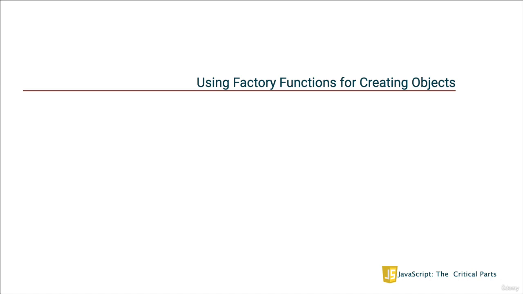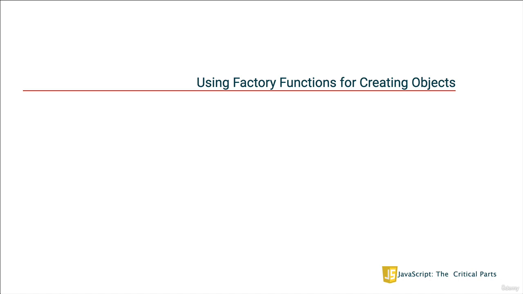JavaScript provides several patterns for doing this. In this section, we're going to be looking at the three most common: factory functions, constructor functions, and classes. We're going to take a look at factory functions first. A factory function is simply a function you call that returns an object. It is as simple as that.